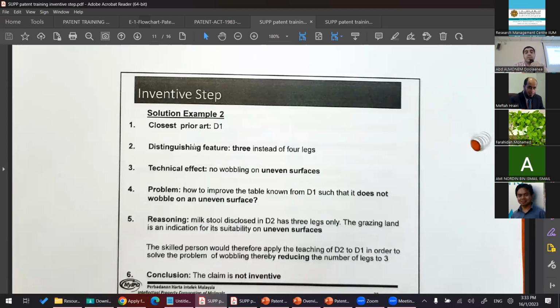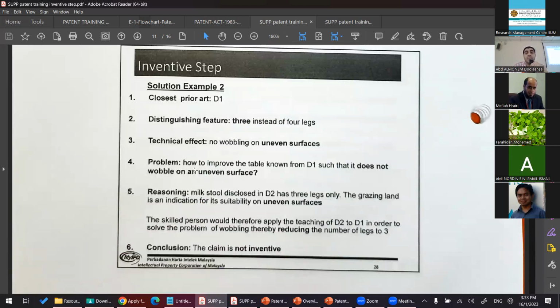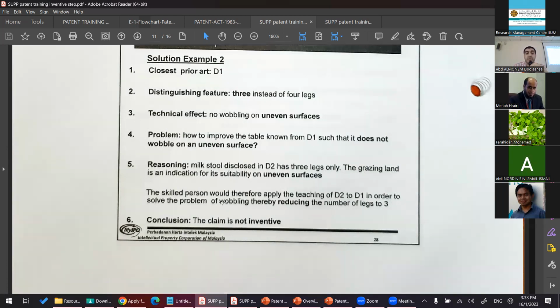Closest prior art is D1. Distinguishing feature is 3 legs instead of 4. The technical effect is no wobbling on uneven surface. The problem: how to improve the table known from document 1 so that it does not wobble on uneven surface. The reasoning: the milk stool disclosed in D2 has 3 legs only. The grazing land is an indication of stability on uneven surface. The skilled person would therefore apply the teaching of document 2 to document 1 in order to solve the problem of wobbling, therefore reducing the number of legs from 4 to 3.